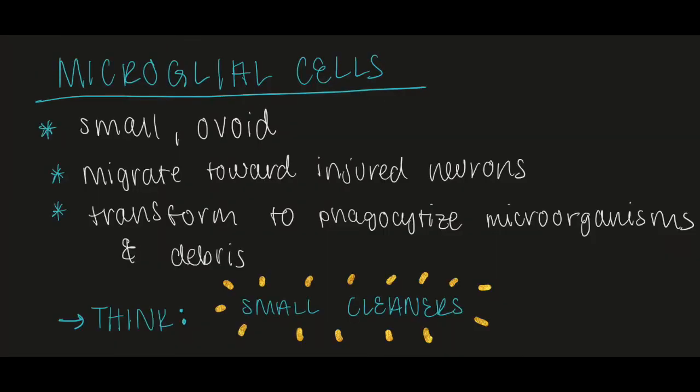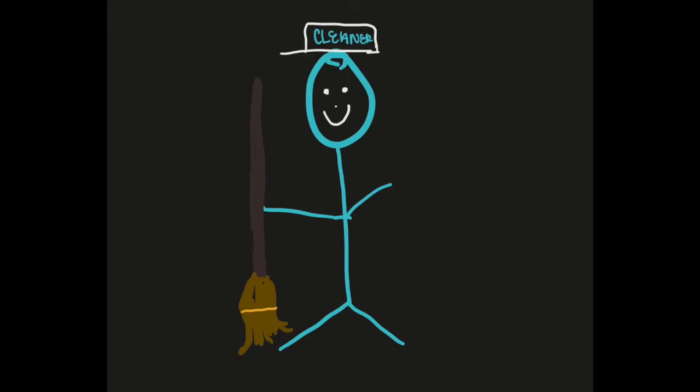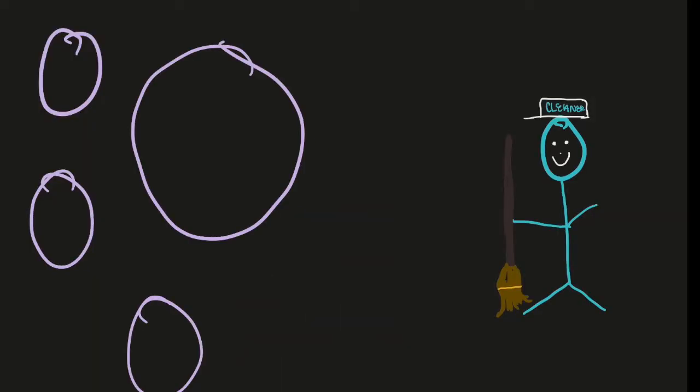First, I'll start with the microglial cells. As you recall, they are small ovoid cells with many functions. They migrate towards injured neurons and help clean the surrounding area by removing microorganisms and debris through phagocytosis. So a trick that I use to help me recall these cells is by associating them with small cleaners. So this is our microglial cell, our cleaner, and these purple bubbles sort of represent the microorganisms and debris and stuff in our central nervous system.